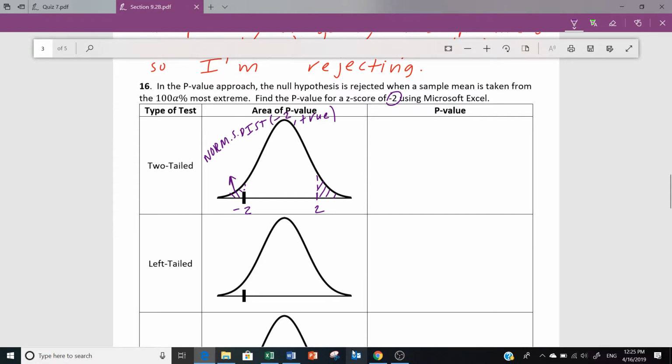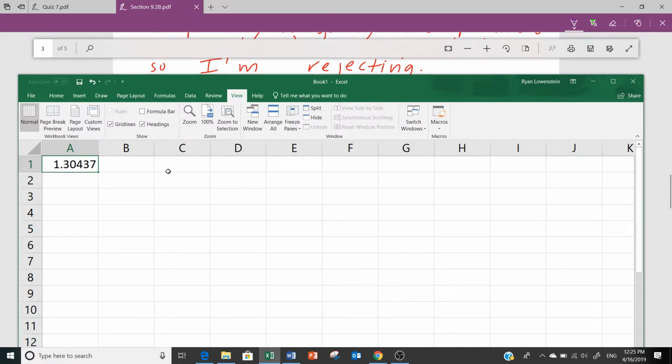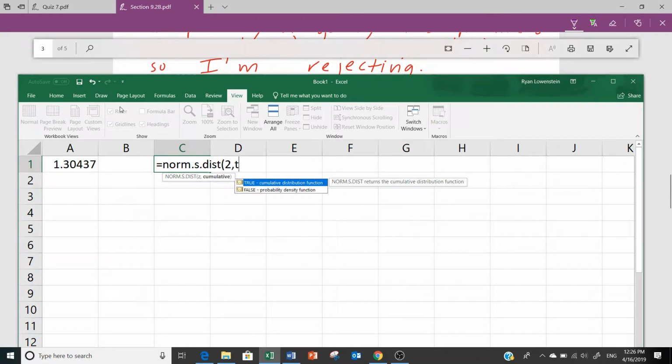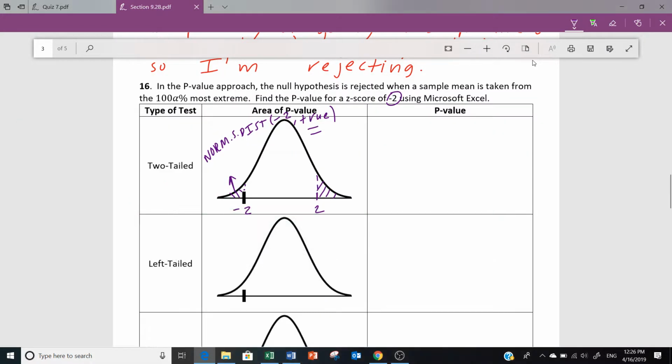You might be using a different version. Are you using Google Sheets? Just get rid of it. Does that work? So I'm going to start typing in equals NORM.S.DIST of 2 comma true, or negative 2 comma true. That's 0.02275.